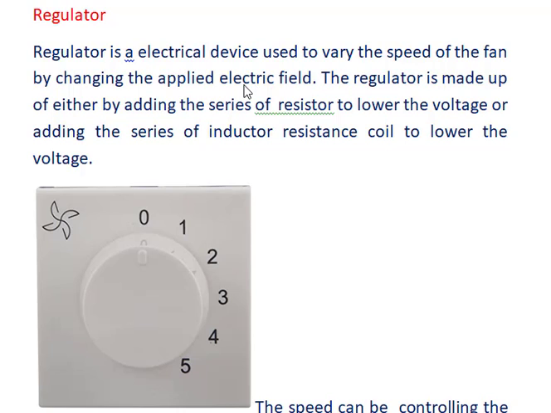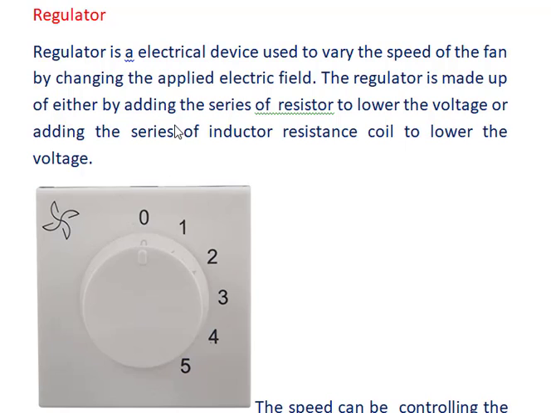Regulator. As you know well, it is an electrical device used to vary the speed of the fan by changing the voltage or current. Automatically, the electromagnetic field produced by the coils also changes. So automatically, the speed of the fan reduces or increases on reducing or increasing the electric field.